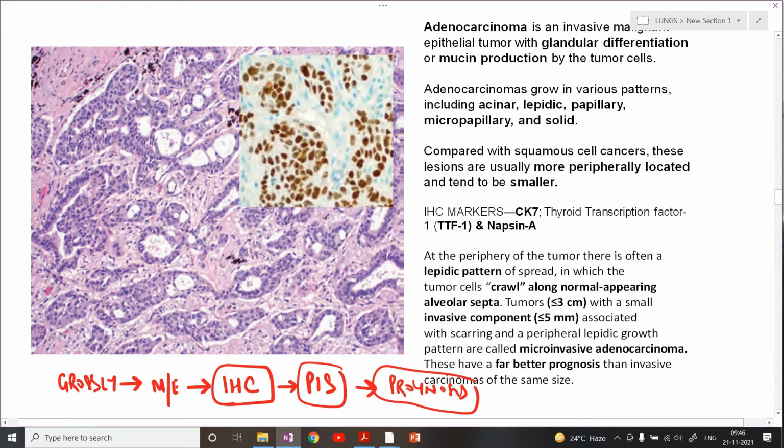Now you all tell me, as I already discussed, that there are various patterns of lung carcinoma. I have also showed you. So you tell me, which pattern is this? Out of all the patterns that we see, what is this pattern?